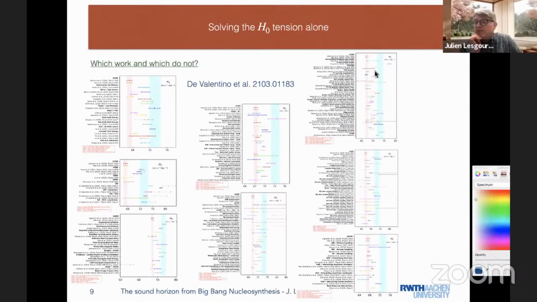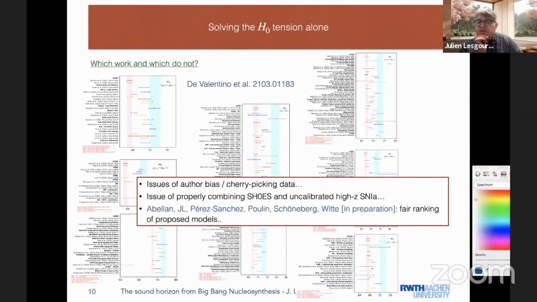However, this is just a compilation. It's not a reanalysis. And when you look at the details of these models, you realize that each author has published their prediction for H naught with maybe a little bit of bias, maybe cherry picking the data that are good for their models. Another issue is that very often when people combine information from large redshift supernovae and SH0ES, they don't do it in a fully consistent way. It has been understood only recently how to combine them in a fully consistent way.